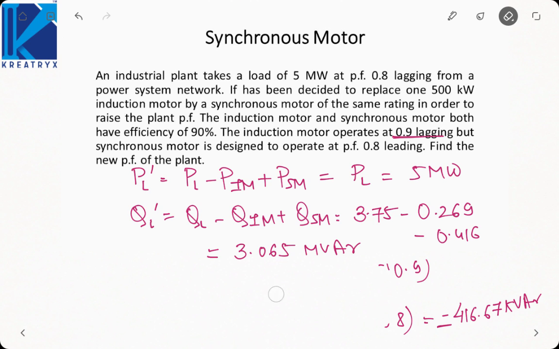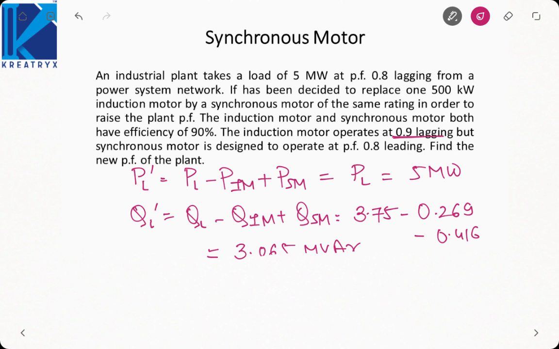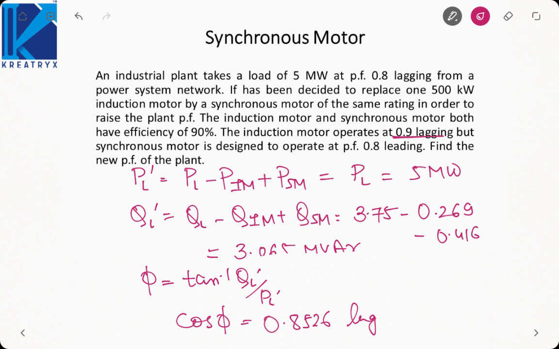We can calculate the new power factor. First calculate phi, which is tan inverse of QL dash by PL dash. Then cos of phi will come out to be 0.8526 lag. Why lag? Because this reactive power is positive. So that is how we can improve the power factor of any plant from 0.8 to 0.85 by the use of a synchronous motor. Is it fine?